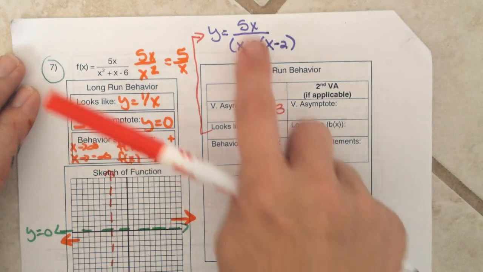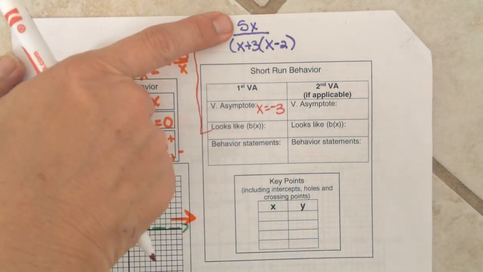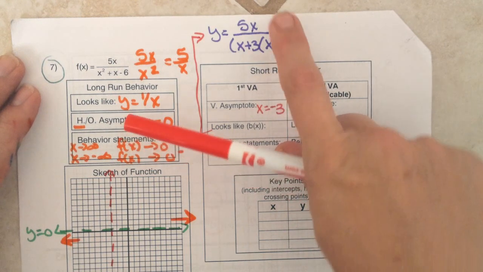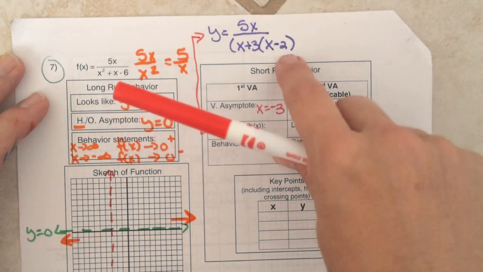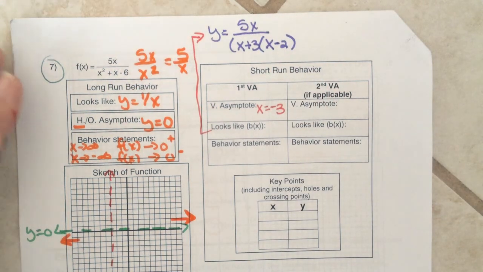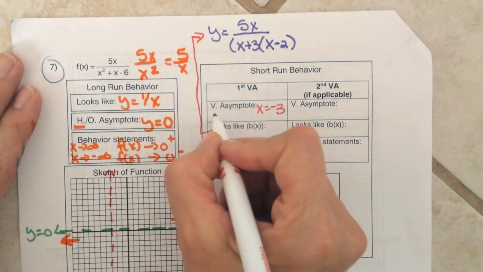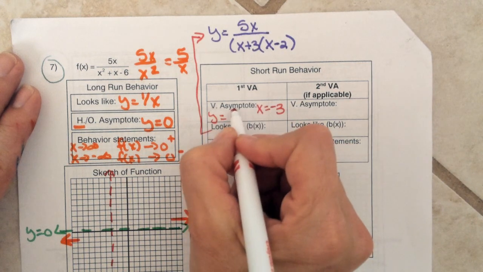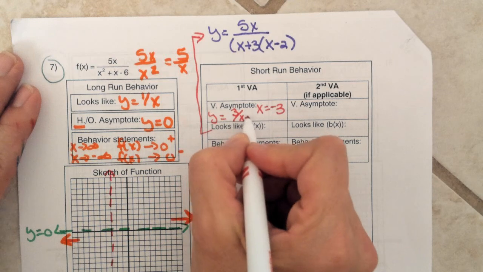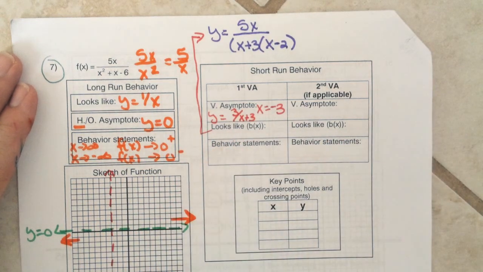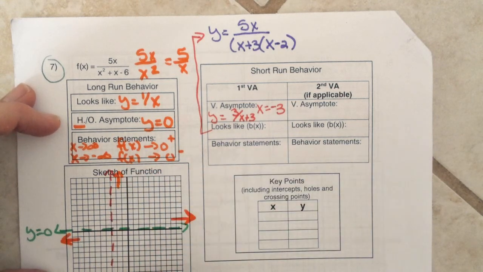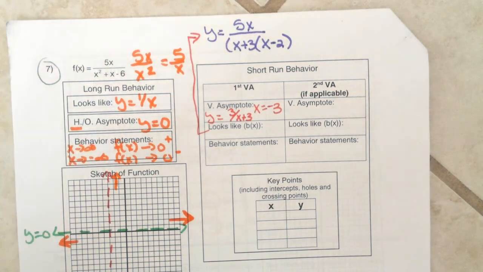So if I plug a negative 3 in on top, I get negative 15 over negative 5. Well, a negative 15 over a negative 5 is going to give me a positive 3. Okay? So it's going to look like a positive 3 over an x plus 3. That means it's going to go up on the right of the line, and it's going to go down on the left of the line.